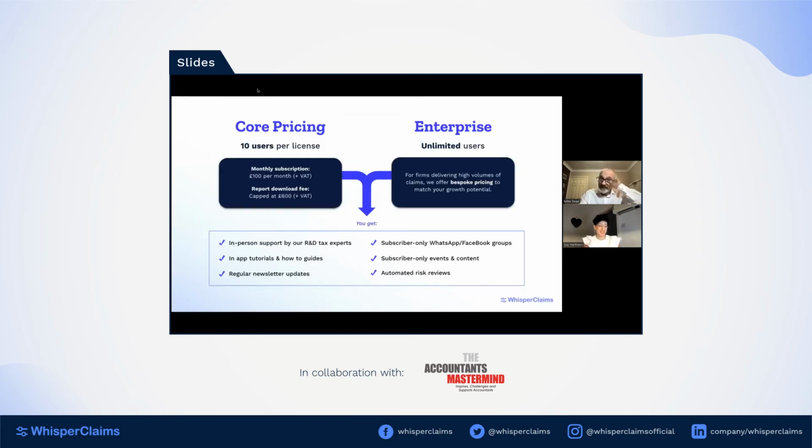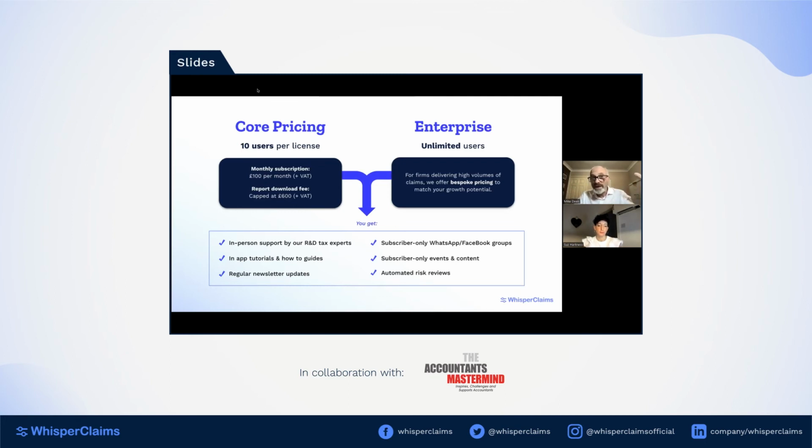Right. So pricing, I've noticed a couple of questions have come through about pricing. So core pricing is we charge two fees, with a £100 a month subscription fee. That gives you access to the system and all of the support. I'll talk about support in a second. And then we charge a download fee for each report, as Suz demonstrated just there. That fee's capped at £600. So the most you would ever pay for a report is £600.